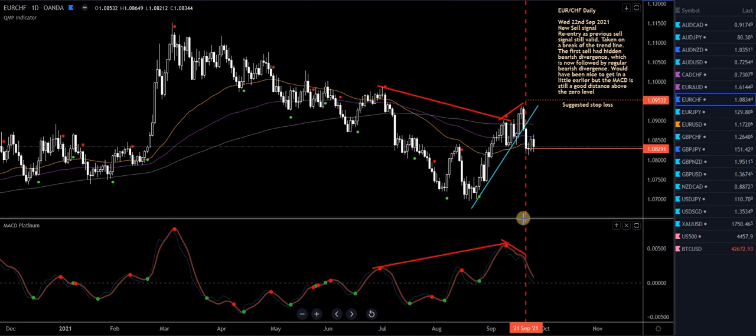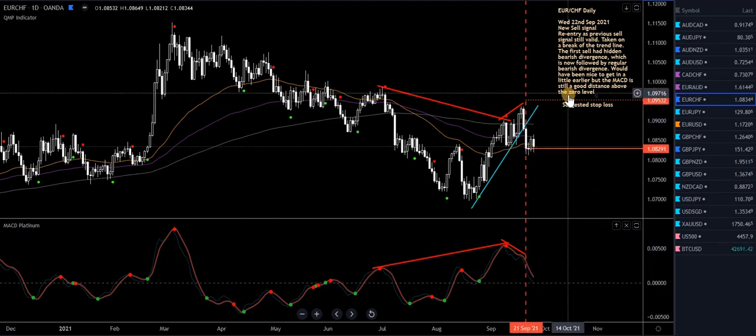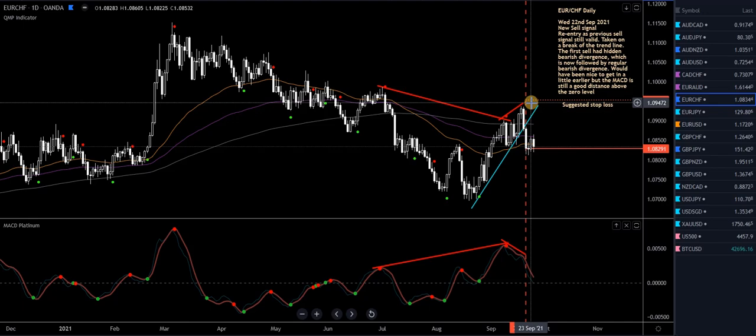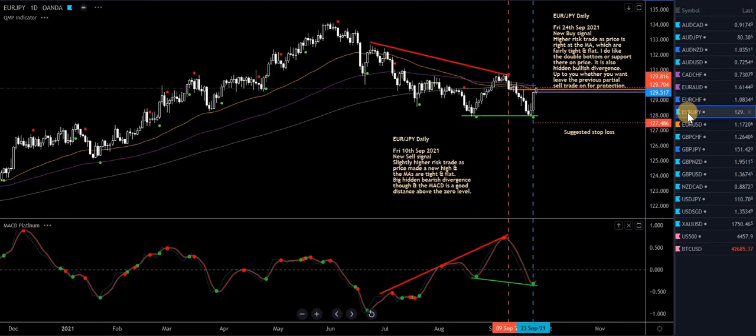The sell signal remains valid, with MACD platinum still above the zero level. Took the sell. It went against me initially, but on Friday started to come back to my entry level. MACD platinum is still above the zero level, so we're still in this sell trade. The stop loss up here hasn't been touched, which is good. And we're moving on. Euro yen.